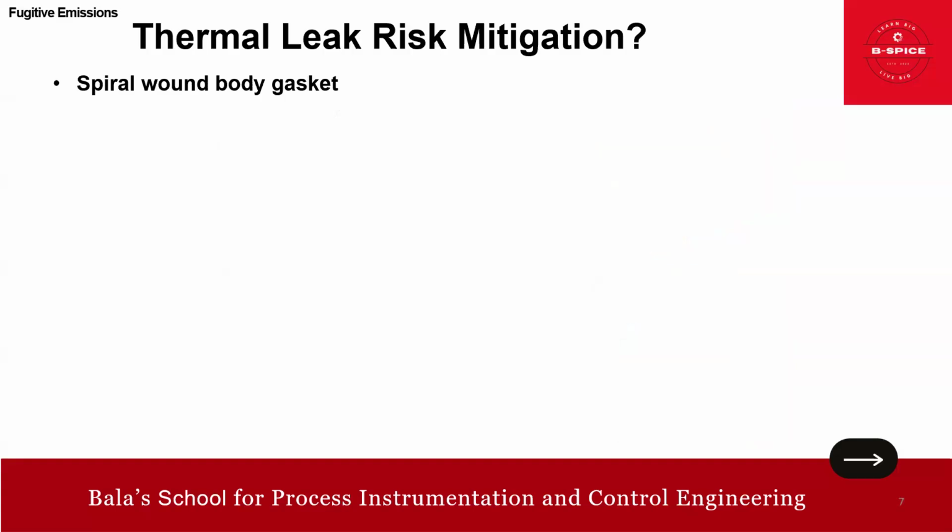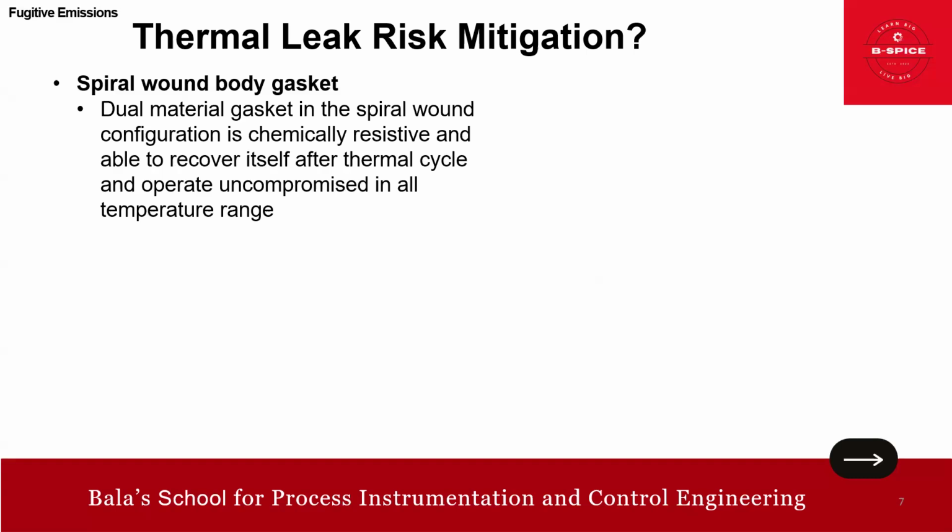Then a few more points to add on the spiral wound. Dual gasket material in the spiral wound configuration is very chemically resistive. That is the advantage, and it is able to recover itself after thermal cycle and operate uncompromised in all temperature ranges. That is the beauty of using a dual material gasket. So basically it's chemically resistive, and that is good for thermal leak mitigation.